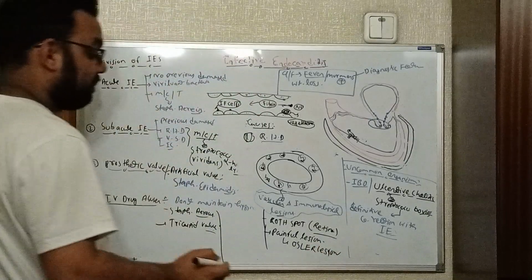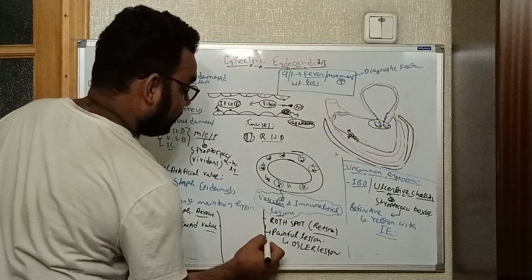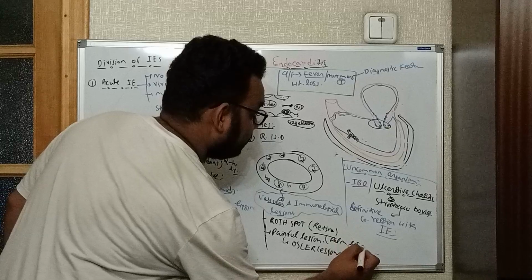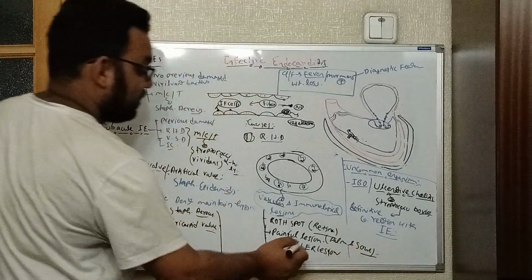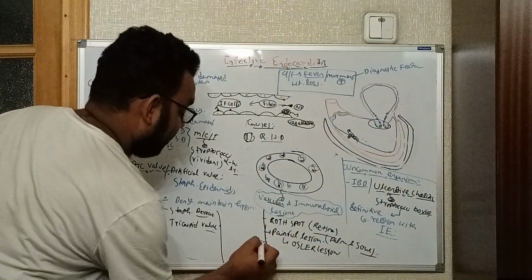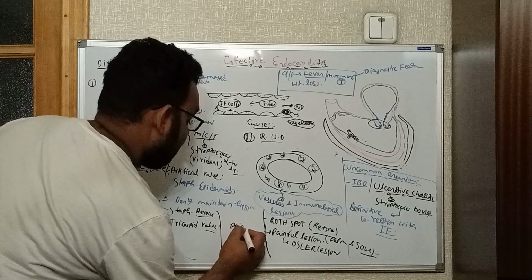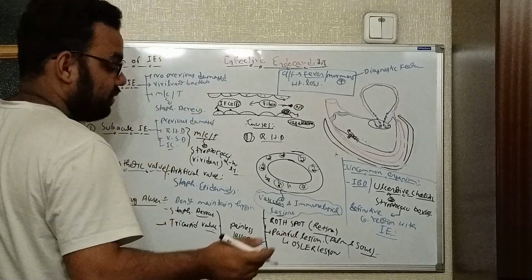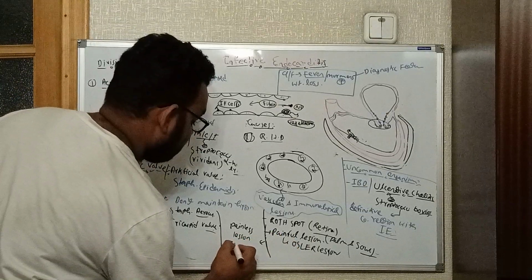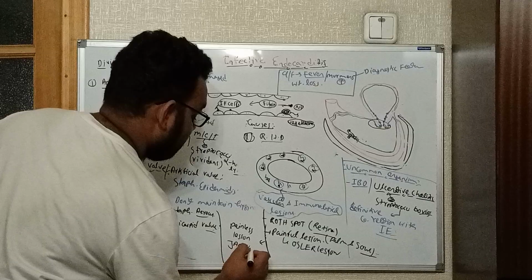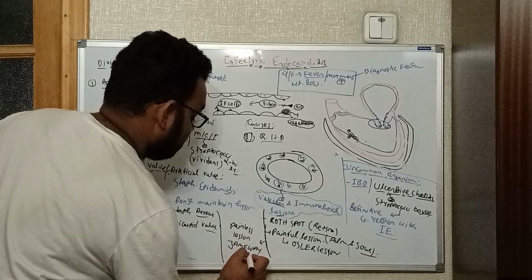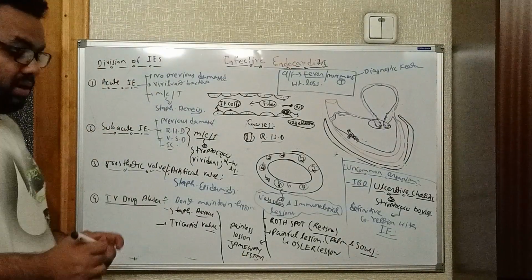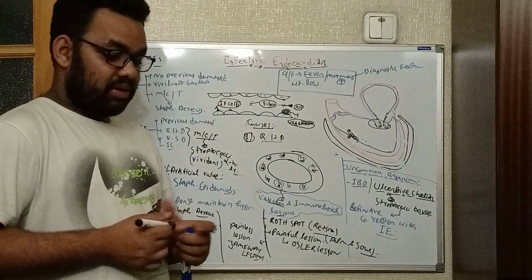Or we can also get painless lesions on the palm. So painful lesions on the palm and sole are known as Osler lesions, or we can also get painless lesions in the same positions, but these are known as Janeway lesions. So we get Janeway lesions on the palm, but they are painless. You have to remember it in this way.